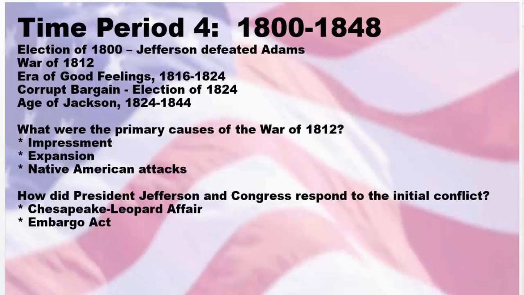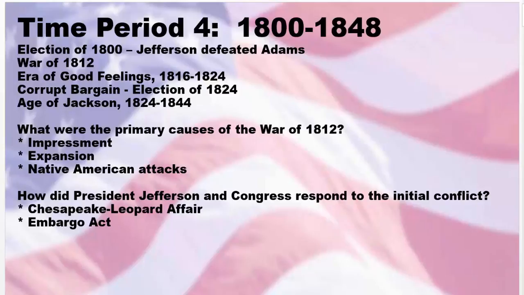All right, so now we go to time period 4, and this is 1800 to 1848. So this is when Jefferson is elected, and then there is the War of 1812. After the War of 1812, there's an era of good feelings when allegedly there was only one political party and minimal political conflict. That can be debated later on. That came to an end with the election of 1824, the corrupt bargain election, which I'll go through later. And then the age of Jackson, the victim of the corrupt bargain.